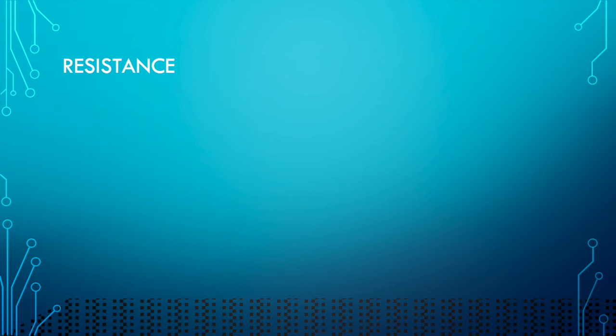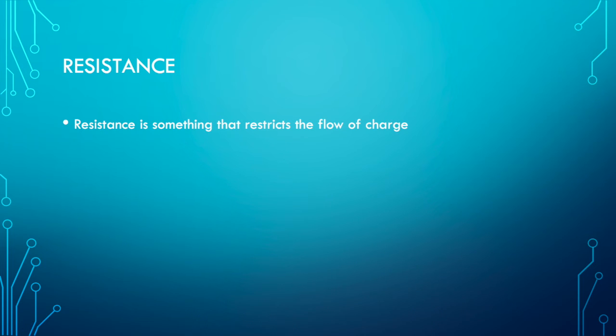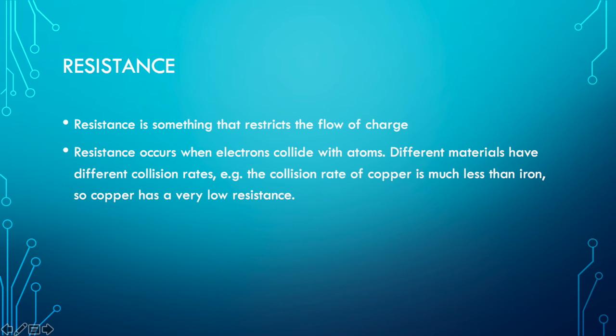Resistance is, as it sounds, something that resists the flow of charge. Resistance and voltage work in opposition to each other. If voltage in a water pipe is like pressure, then resistance is like a blockage. Resistance occurs when electrons collide with atoms, much like how people bump into and fall over obstacles on an obstacle course. Different materials have different collision rates.